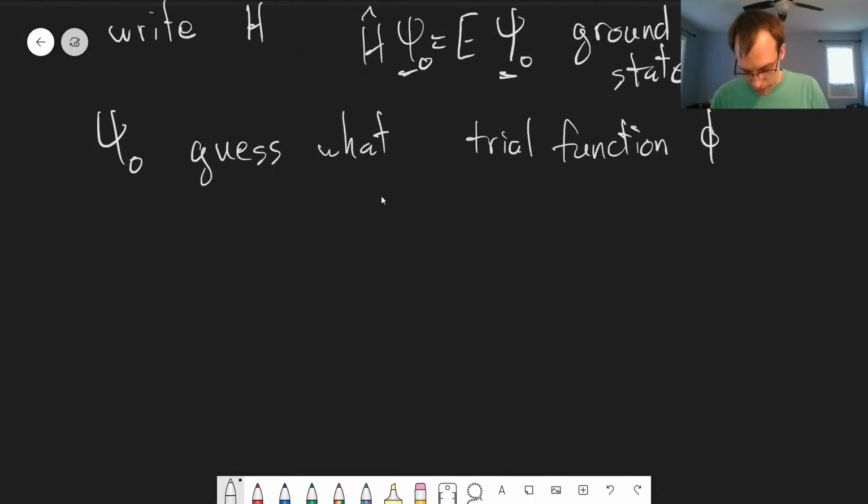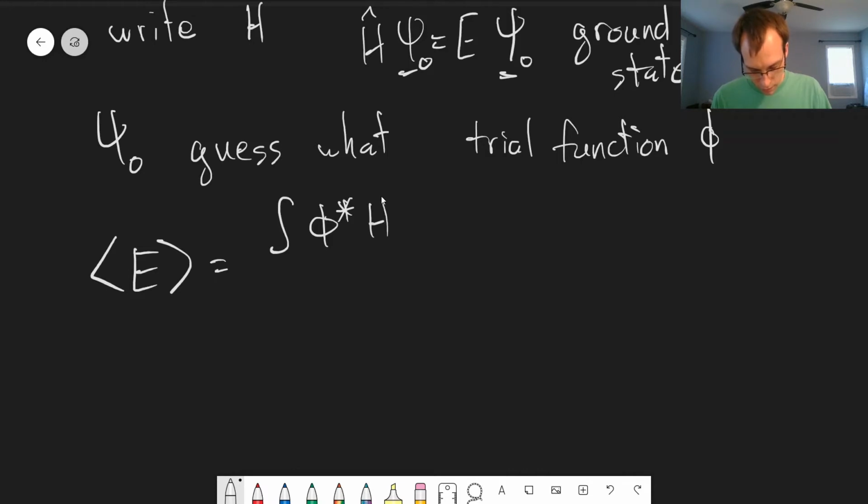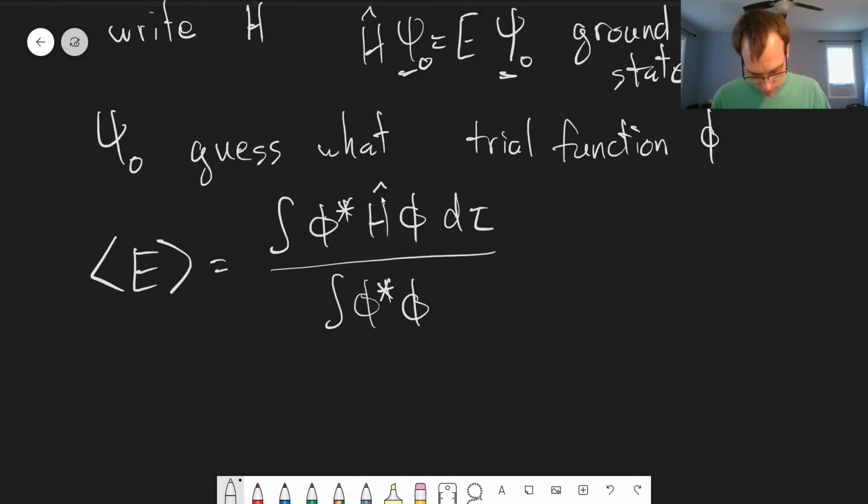Well, we know how to find expectation values. So the expectation value of an energy is just, we take the integral of not our real wave function, we don't know the real wave function, but phi star, our trial function, the Hamiltonian operator, our energy operator, phi, and then integrate over all space. Now this trial function, because it's not necessarily a well-behaved wave function, we'll take this and divide by the normalization constant, so the normalization integral. So this is just in case the trial function isn't normalized.